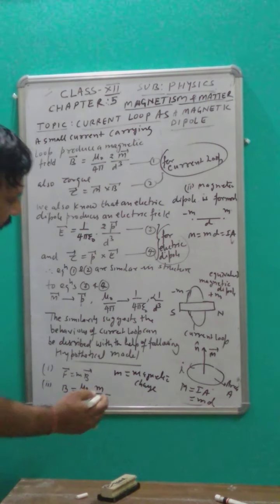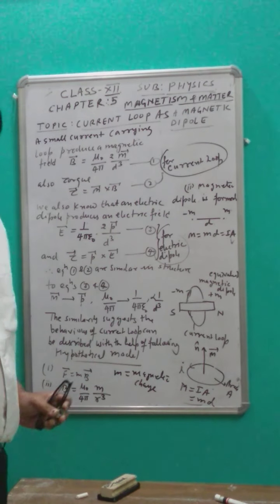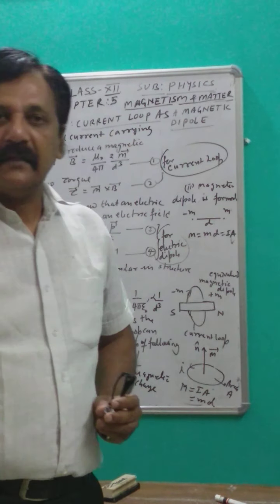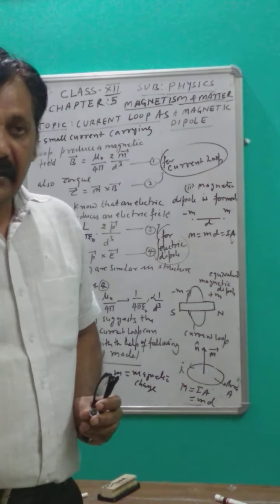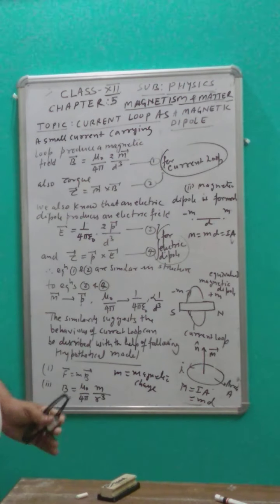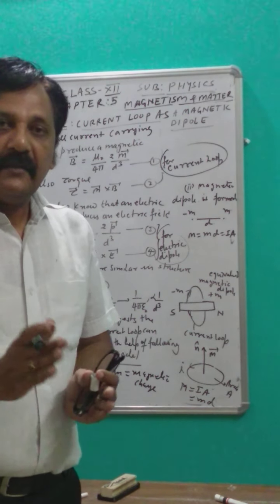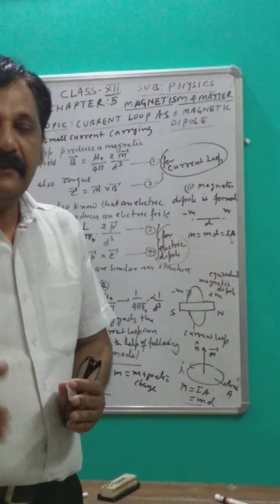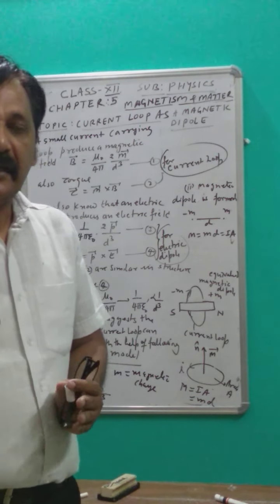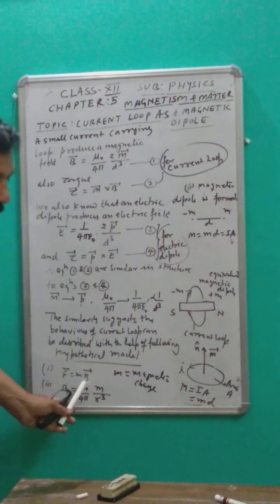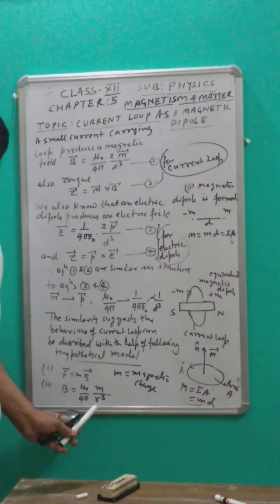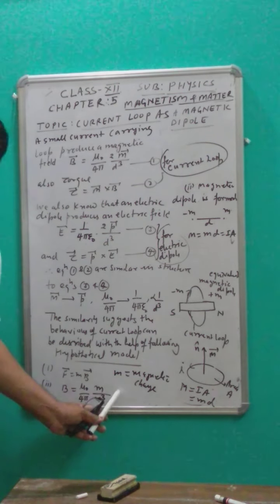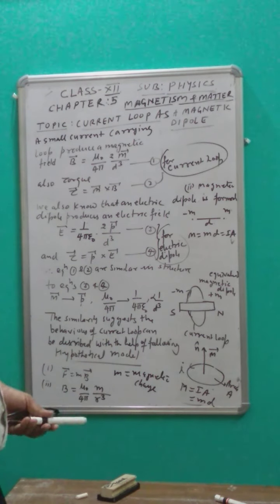Just like a charge experiences a force in the electric field, F is equal to q into E, similarly a magnetic charge experiences a force F is equal to m into B. As an electric charge produces an electric field, similarly a magnetic charge also produces a magnetic field. This is given by B is equal to mu naught upon 4 pi, m over r squared, similar to the electric charge again.